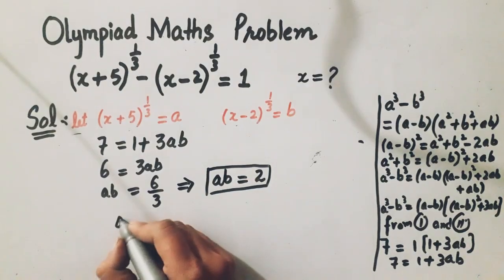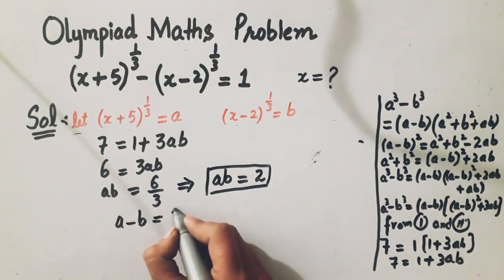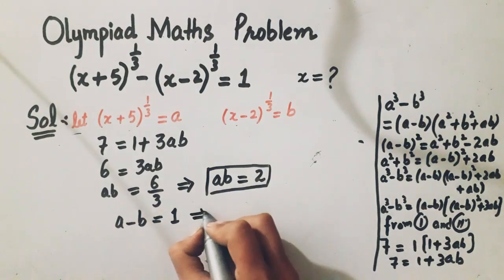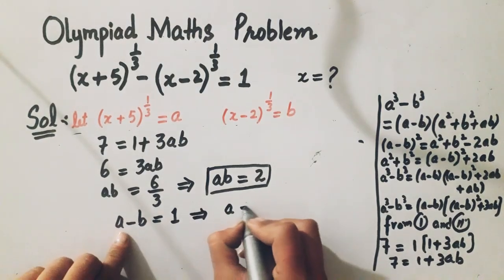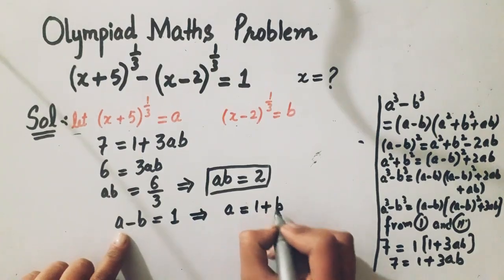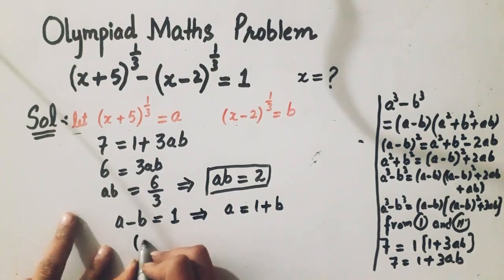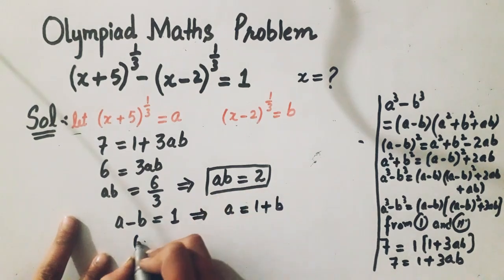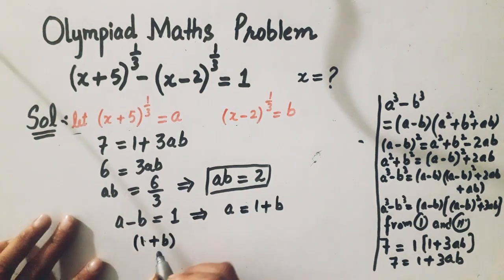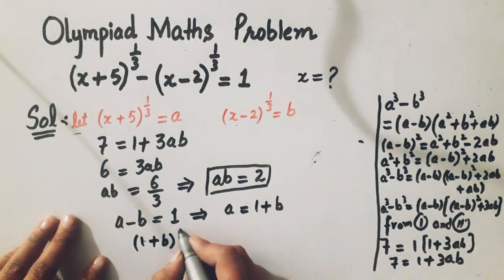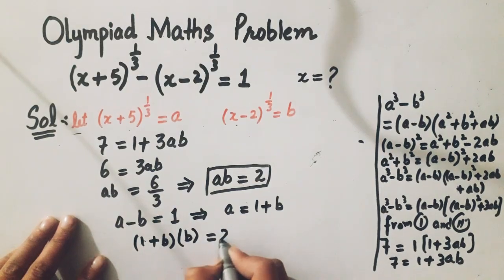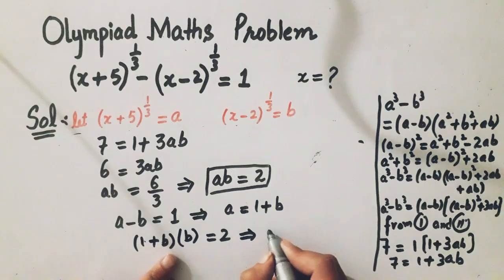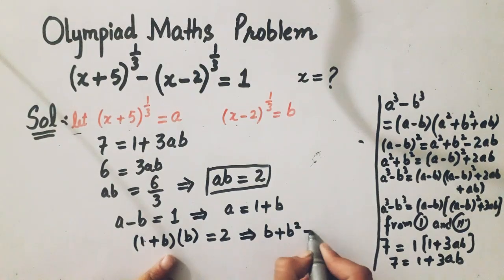Now we have a minus b equals 1. From this equation we have already supposed the value of a will be 1 plus b. Substitute here. In place of a, we will write 1 plus b. So (1 plus b) into b equals 2. So we get b plus b square equals 2.